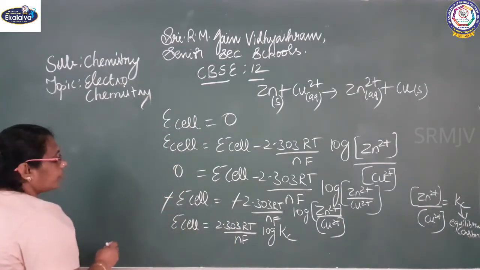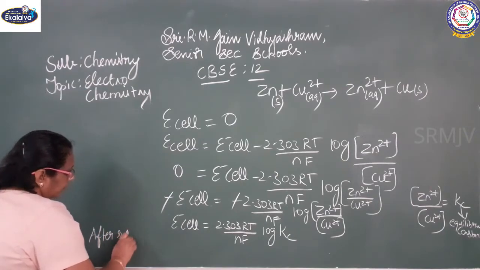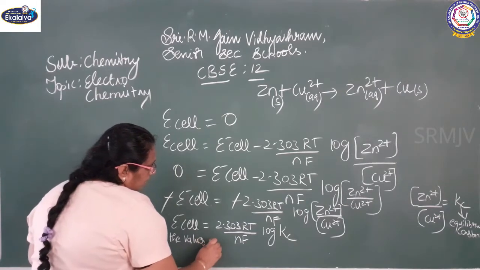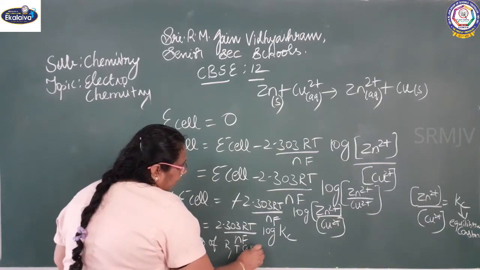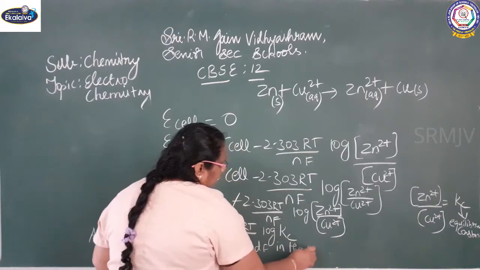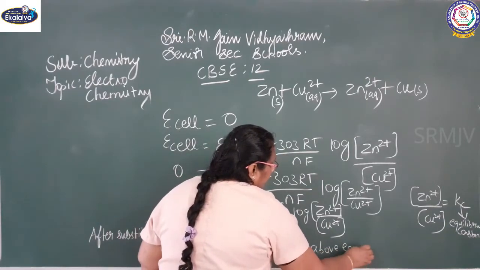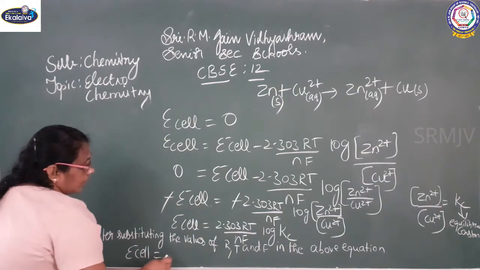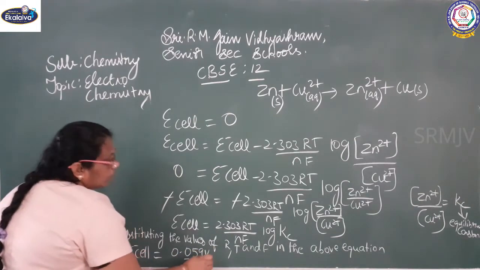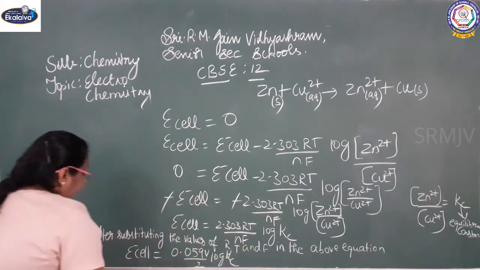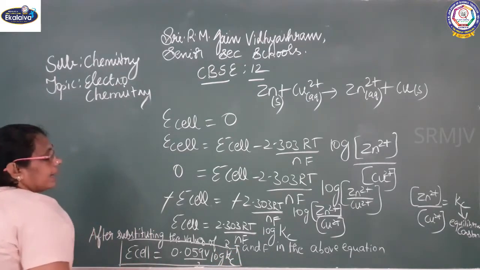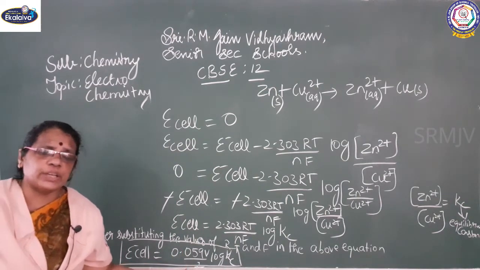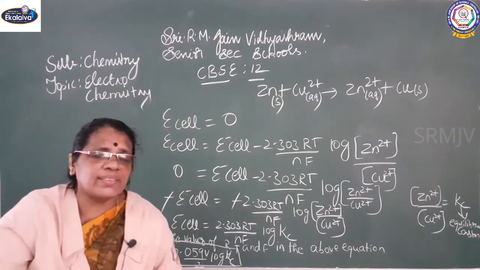After substituting the values of R, T and Faraday in the above equation, the Nernst equation becomes E dash cell is equal to 0.059 volts divided by 2 into log Kc. So, we get the standard cell potential E dash cell equal to 0.059 volt divided by 2 into log of Kc. What is Kc here? Equilibrium constant.